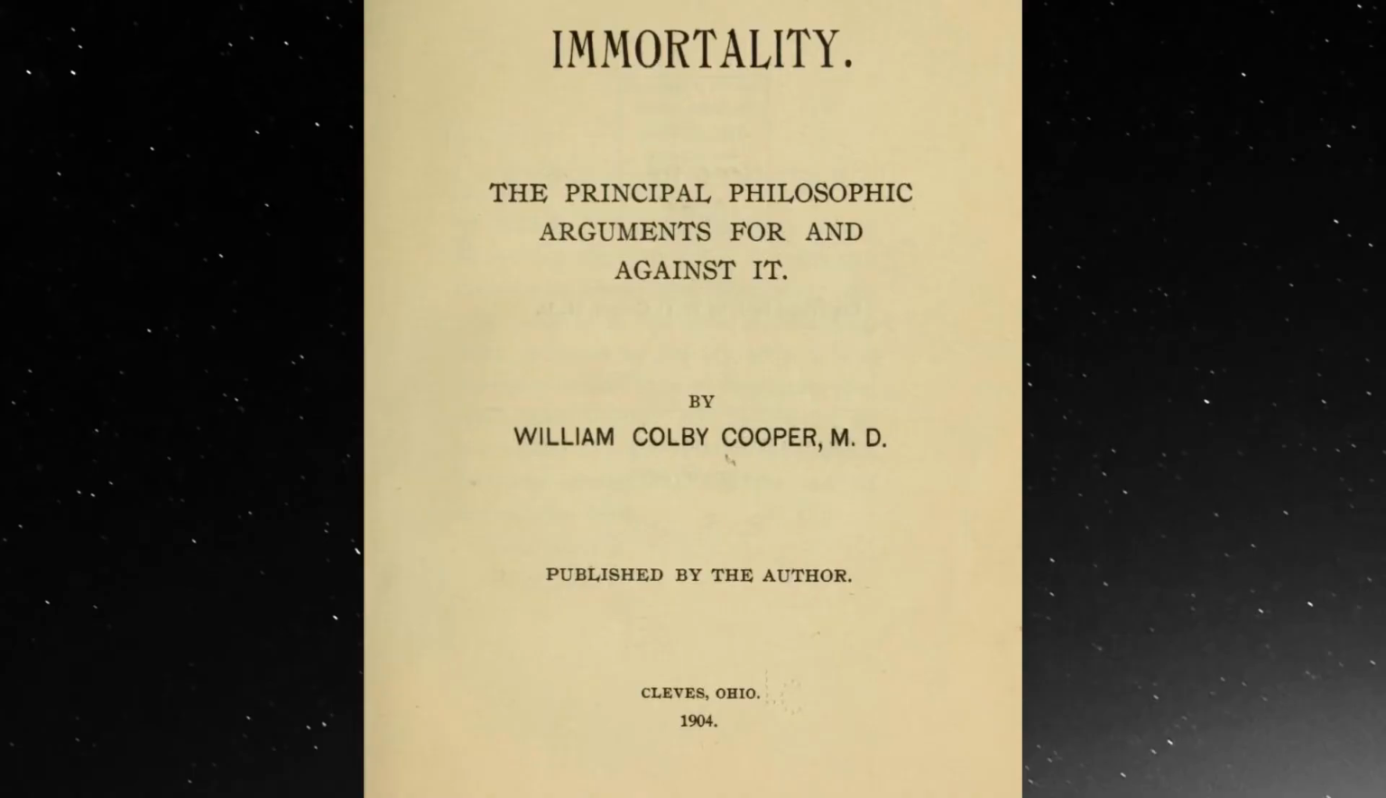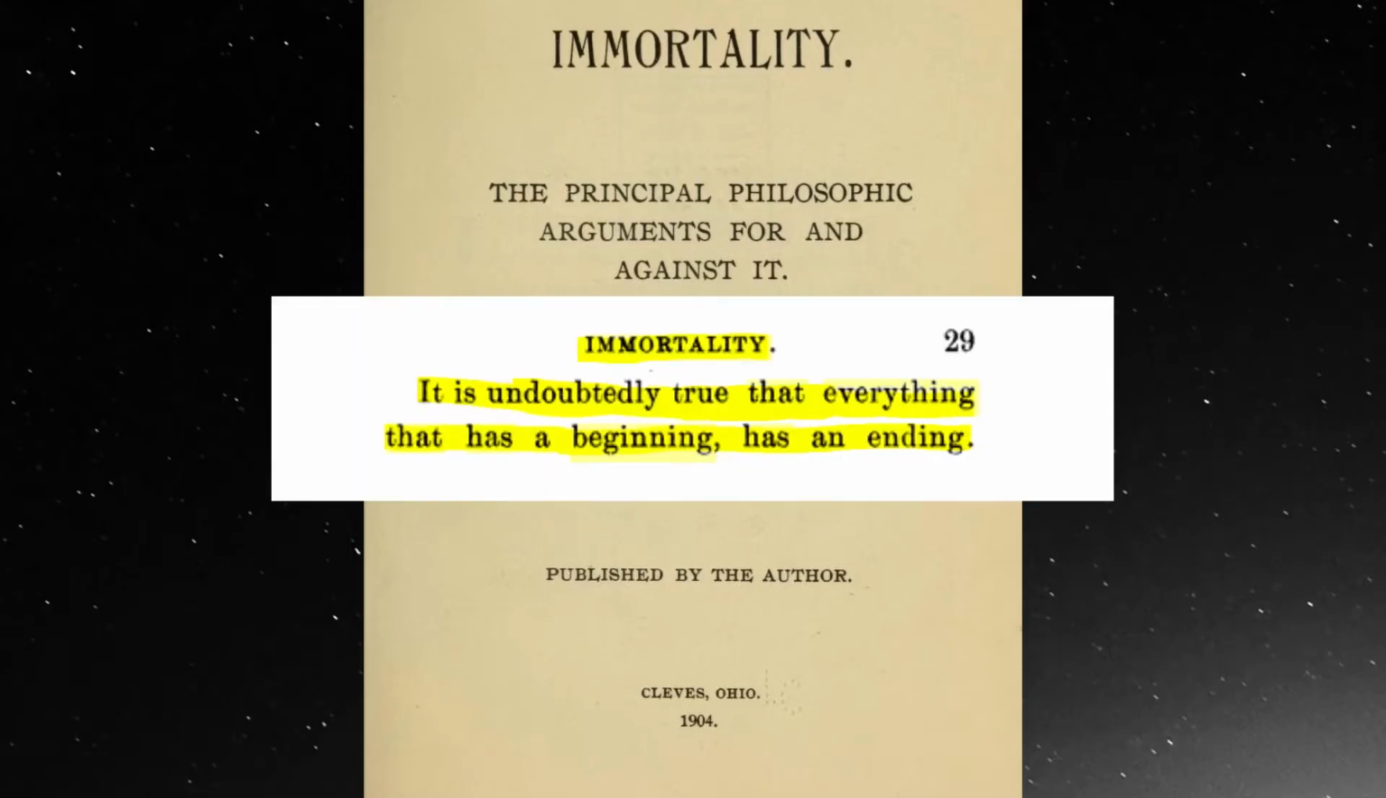The principal philosophic arguments for and against it. So the book is called Immortality. It's an old book, early 1900s. And it's ironic that a book called Immortality has a phrase that says everything that has a beginning has an end. So this is where the phrase comes from. So she's reminding him that he basically needs to end this.